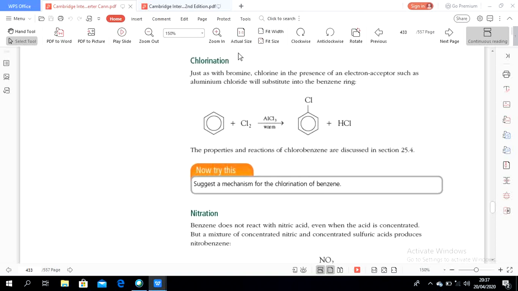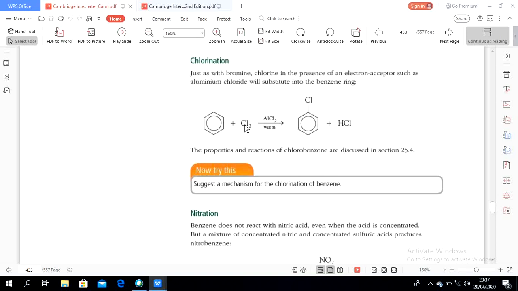While in bromination of benzene we must use aluminum bromide. The intermediate reaction would be the same. So aluminum chloride will make the chlorine molecule break into the electrophile, and the nucleophile will be attracted to the aluminum chloride.